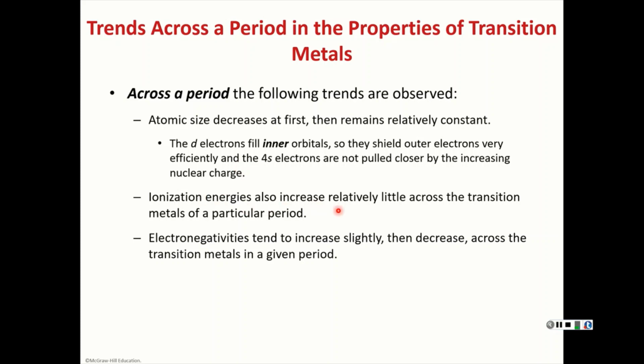Ionization energies also increase a little across the transition metals of a particular row. Electronegativities tend to increase slightly, but then they kind of decrease across the transition metals in a given period. So really, all that you can tell is that the atomic size decreases a little bit, then remains constant. Ionization energies increase, but only a little bit across that row, and electronegativities increase, but only very slightly. That's the general rule, so nothing really sticks out.